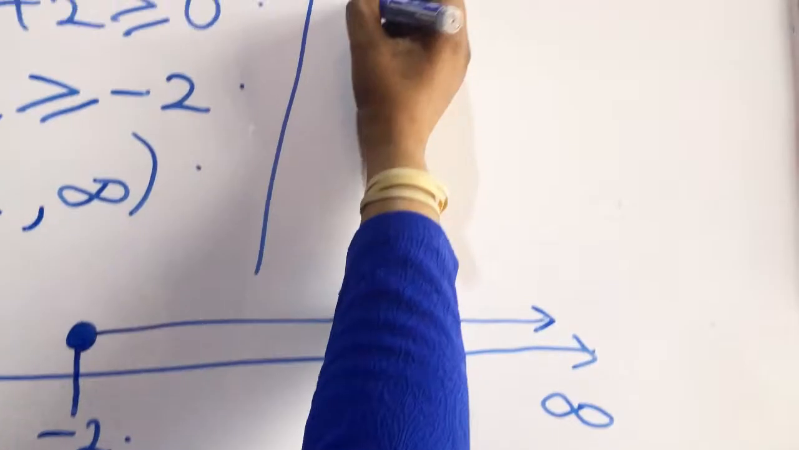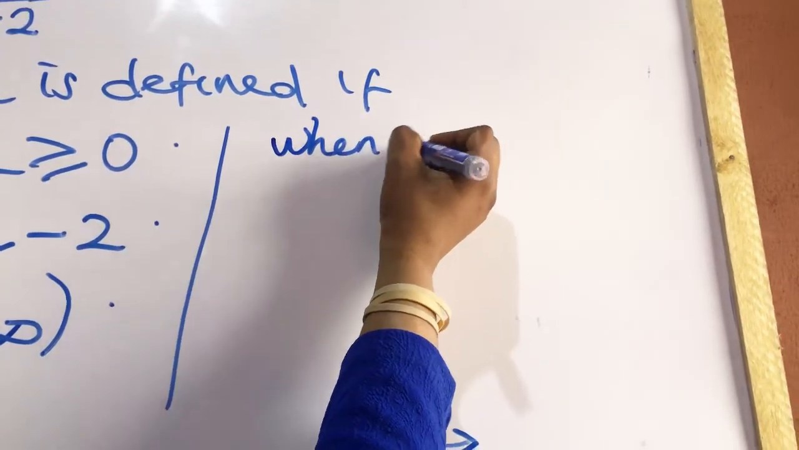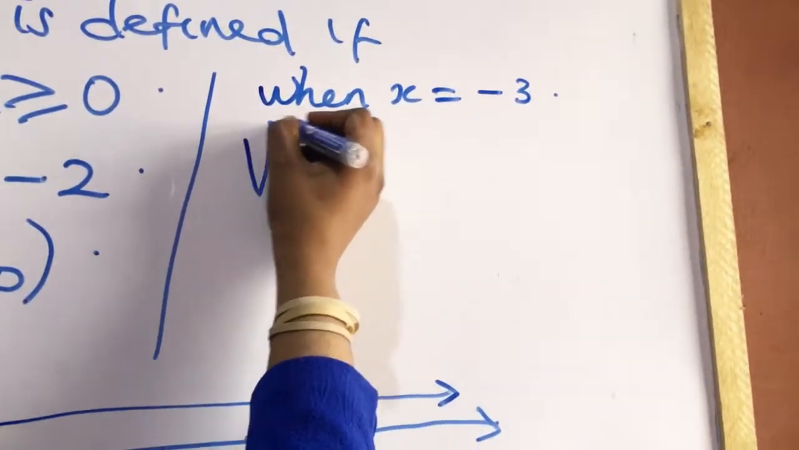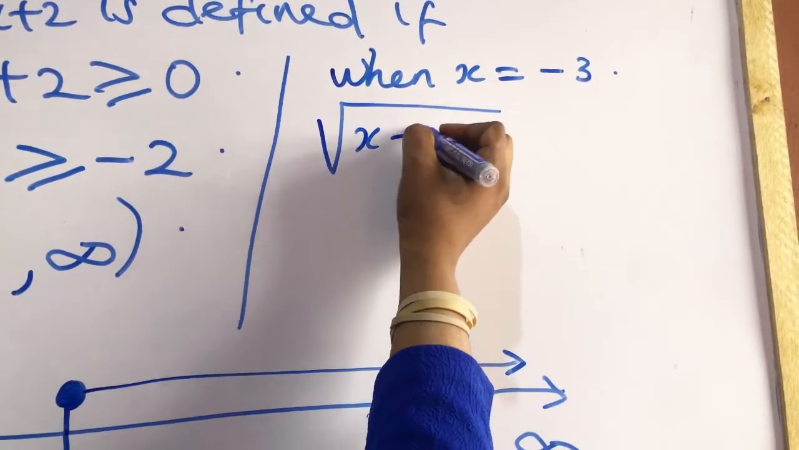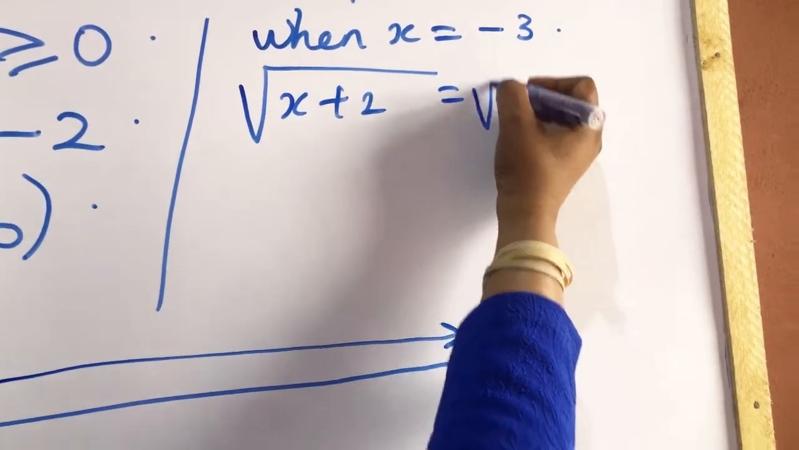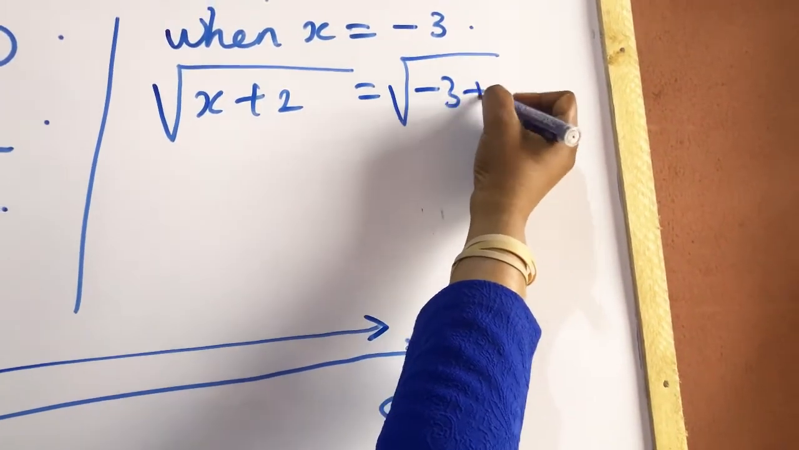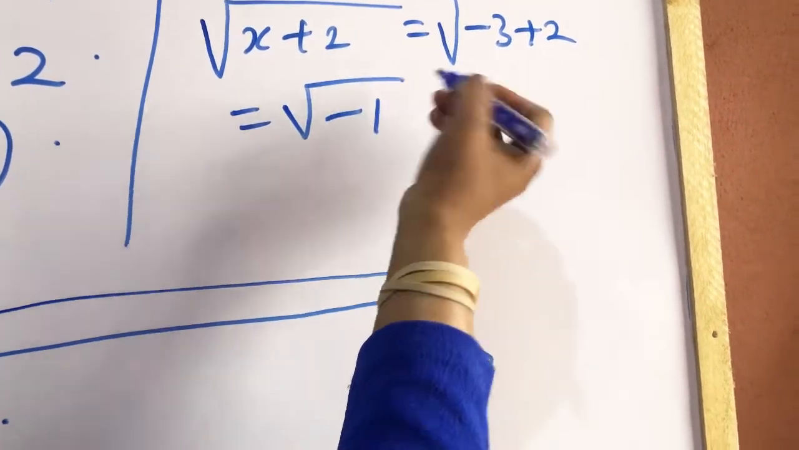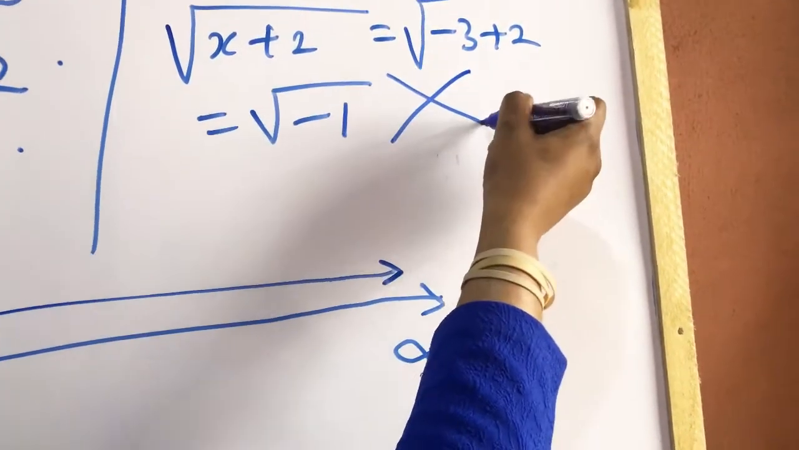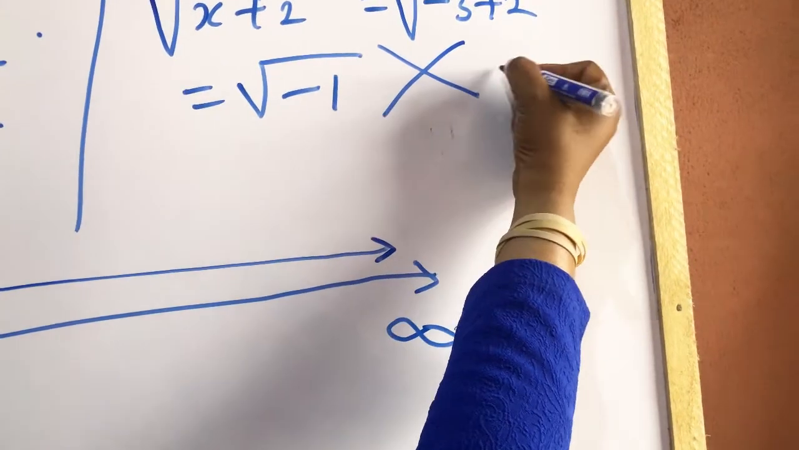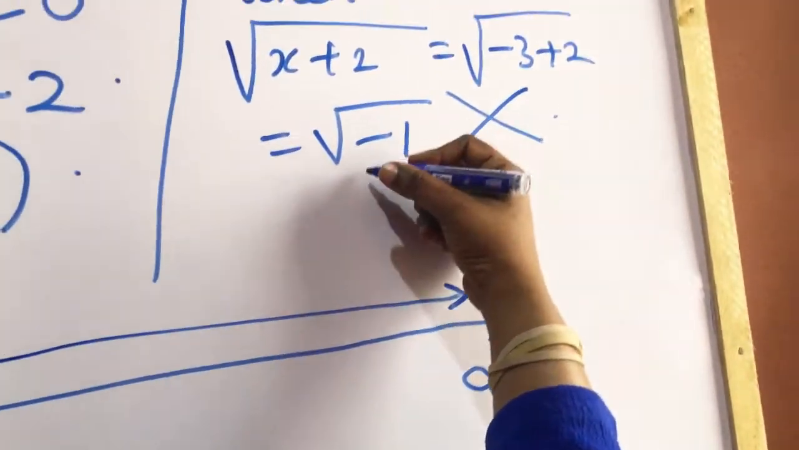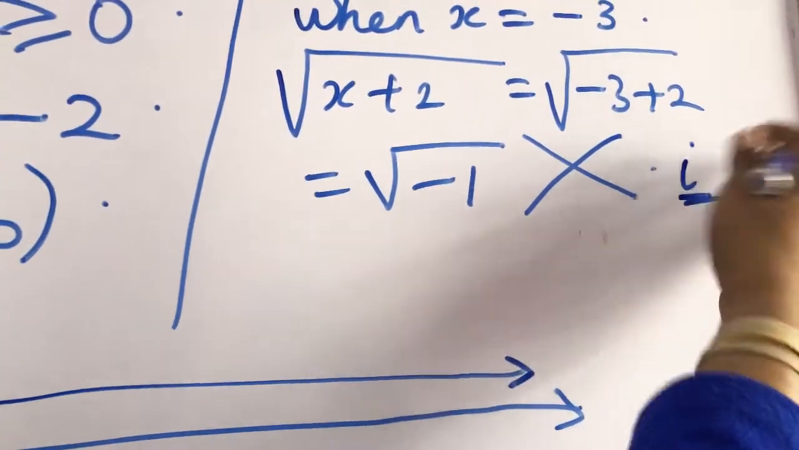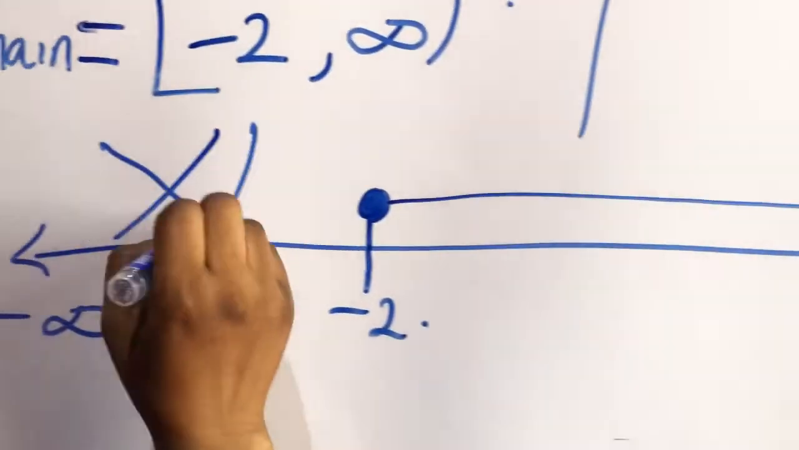So square root when x is equal to, let's say, minus 3. The square root of x plus 2 will be equal to minus 3 plus 2, which is equal to square root of minus 1. And we do not want this one. This one will not give us real numbers. It will give us imaginary. So square root of negative 1 will give us an imaginary number, which is i. So we do not want anything from this side.